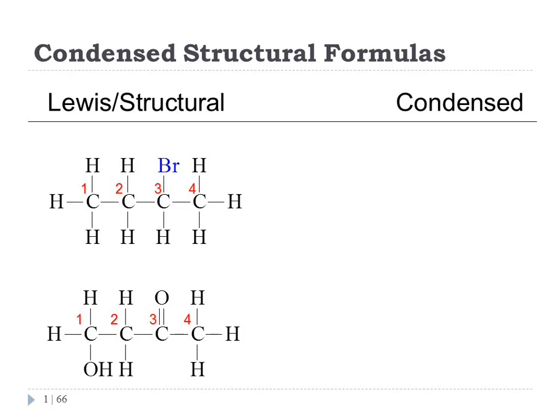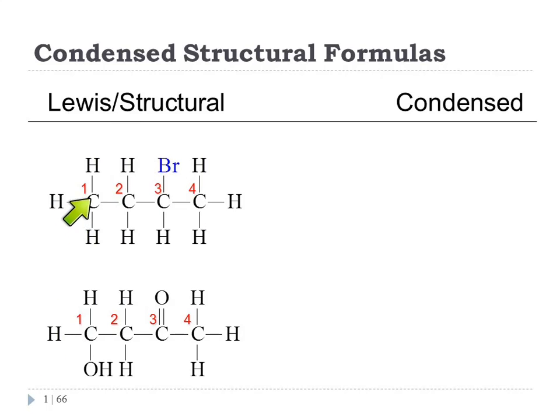We have different ways of representing molecules. This would be sort of a Lewis structure. Technically, a Lewis structure should show all of the lone pairs, and we usually only do that in organic chemistry if we're interested in those lone pairs. So a structural formula is really a better name for this sort of formula.